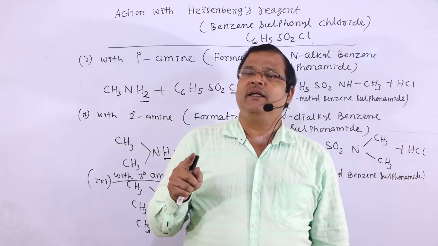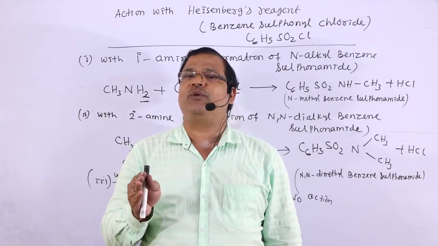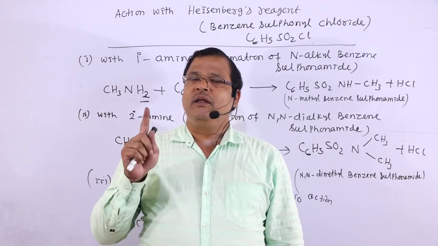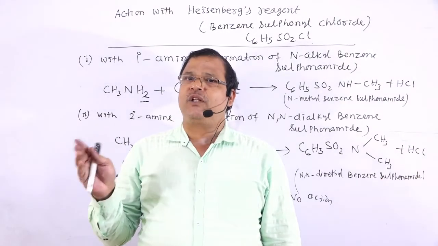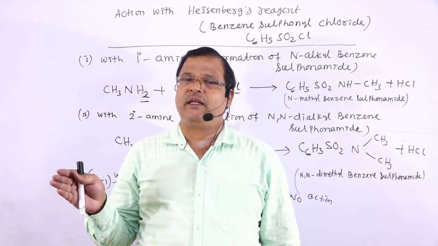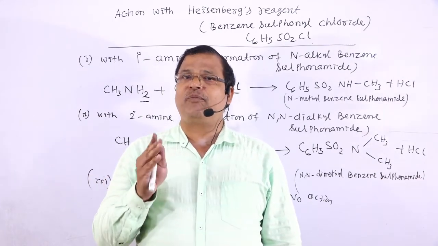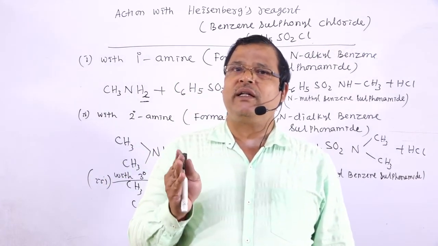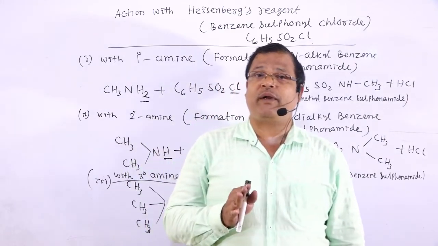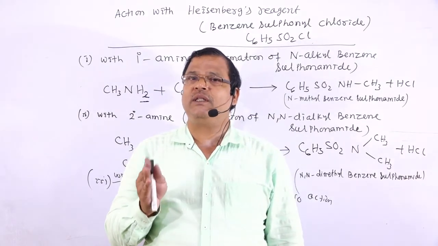And if we take action with benzene sulfonyl chloride, first, primary will form N-alkyl benzene sulfonamide. Secondary will form N,N-dialkyl benzene sulfonamide, and tertiary has no action. And another method is Hofmann's bromamide or degradation reaction, actually that is not Hofmann's bromamide, that is Hofmann's ammonolysis reaction.